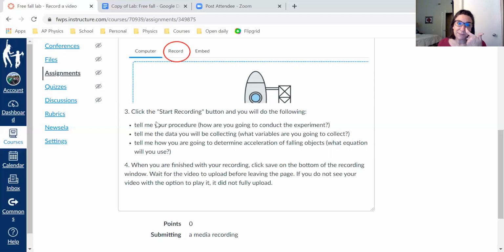And let's see, tell me the data you're collecting. I've already told you. And how you're going to determine the acceleration of falling objects. What's your equation? I told you that too. So you don't really have to reiterate those. And it tells you how to save it. Make sure you click save on the bottom of that button. Otherwise, your content won't show. You'll just see a gray box. So you need to be able to see a thumbnail with the little play button down there and the little running time for your video.